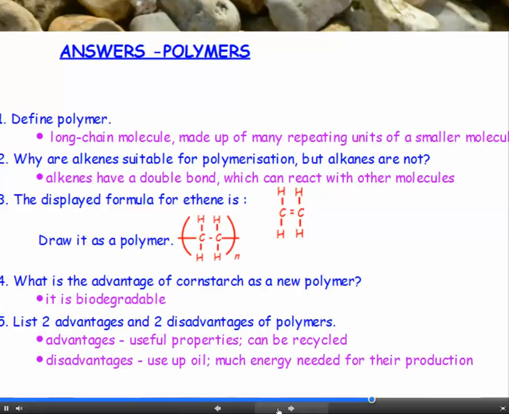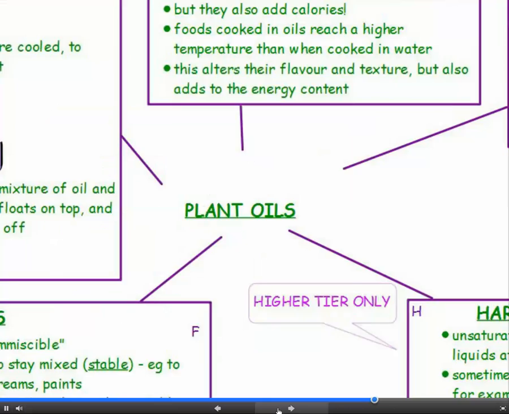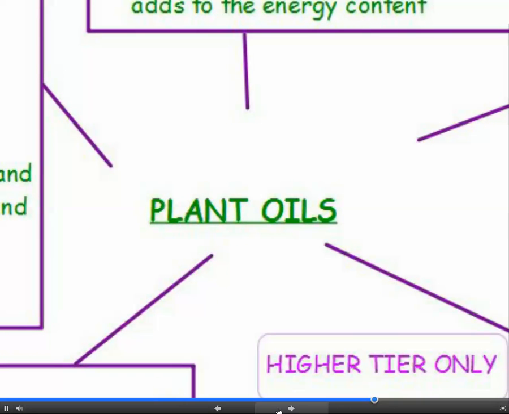So here are the answers to the questions at the end of the previous chapter. Hopefully you've got all these right. So why don't you tick these off before we go on to plant oils.